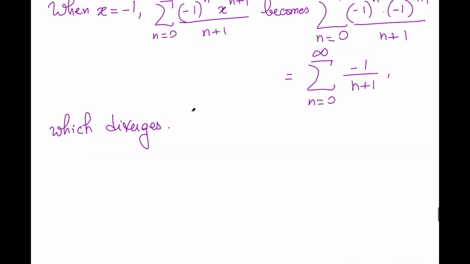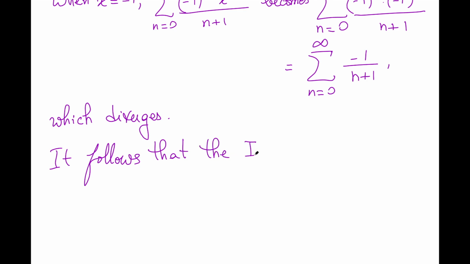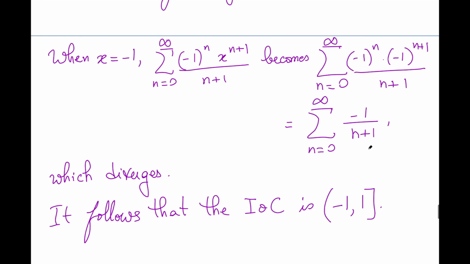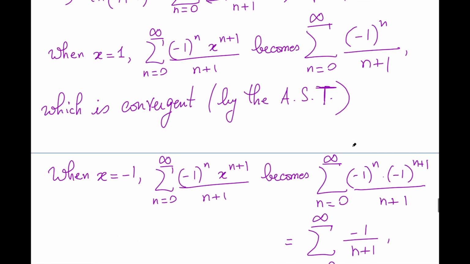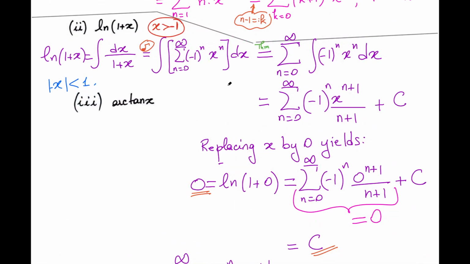So what's the interval of convergence? It follows that the interval of convergence of the series is negative 1 open, 1 closed, right? Makes sense? So at negative 1, the series turned out to be divergent. At 1, the series turned out to be convergent. And as such, we get negative 1 open to 1 closed as the interval of convergence.